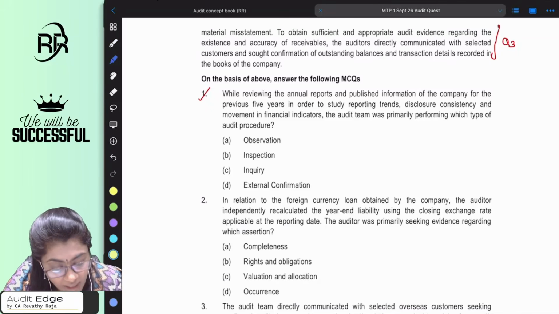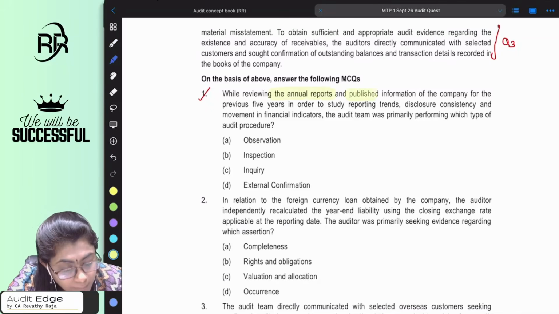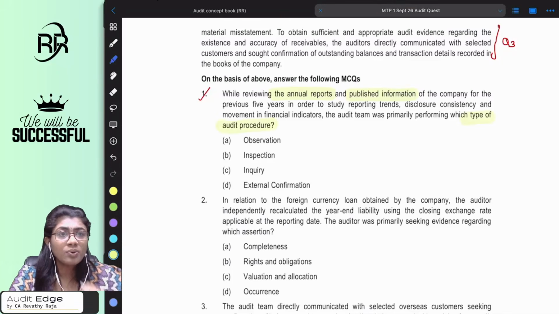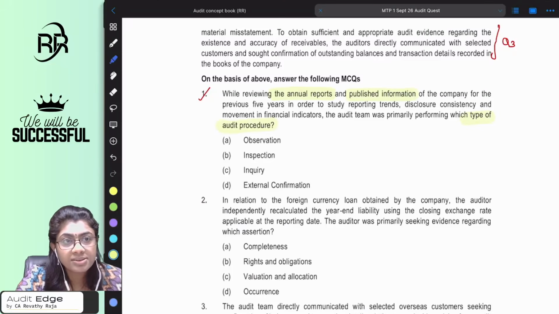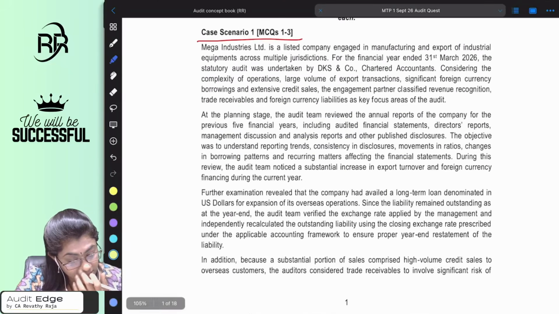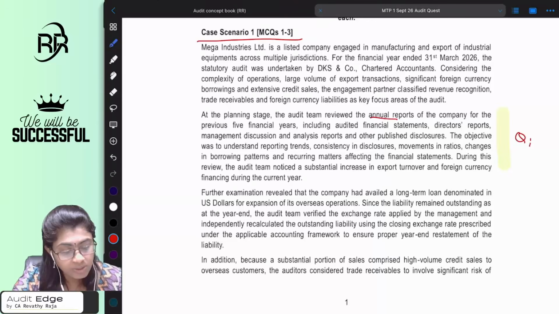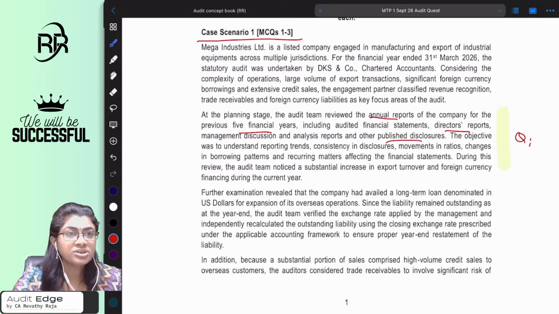While reviewing the annual reports, and they publish the information of the company for the previous 5 years, in order to study the reporting trends, disclosure consistency, movement in the financial indicators, the team is primarily performing which type of audit procedures? And for this question, even without reading the case study, I think you can see the answer. If you want to read the case study, here is the first question para. So the auditor team is reviewing the annual report of the previous 5 years, the published reports.